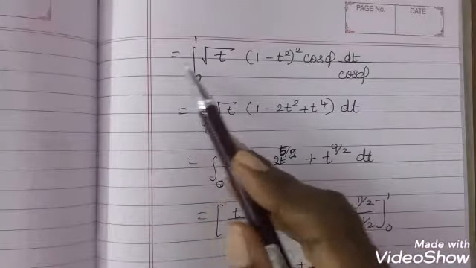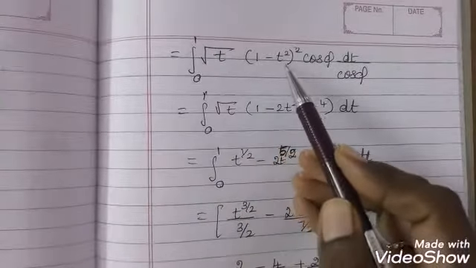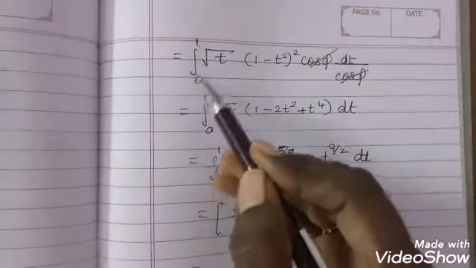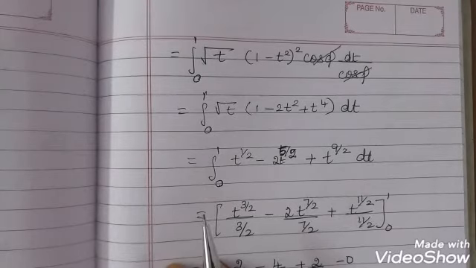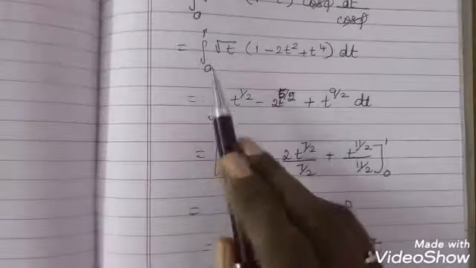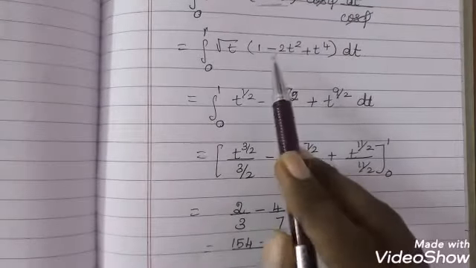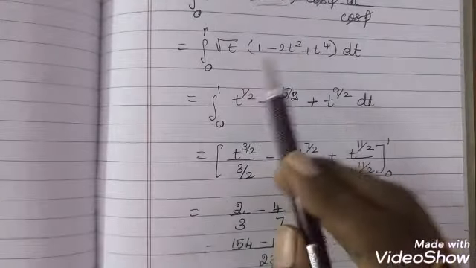So here you have it as the integral over 0 to 1. It's nothing but root t into (1 minus t squared) squared into cos phi dt by cos phi. Of course it gets cancelled. I have substituted the limit here as 0 to 1. Don't forget to write the new limit in terms of t and don't write the old limit here. Okay. So here it is root t into, when I expand this, what will I get? It's (a minus b) the whole square: 1 minus 2t squared plus t power 4 into dt.